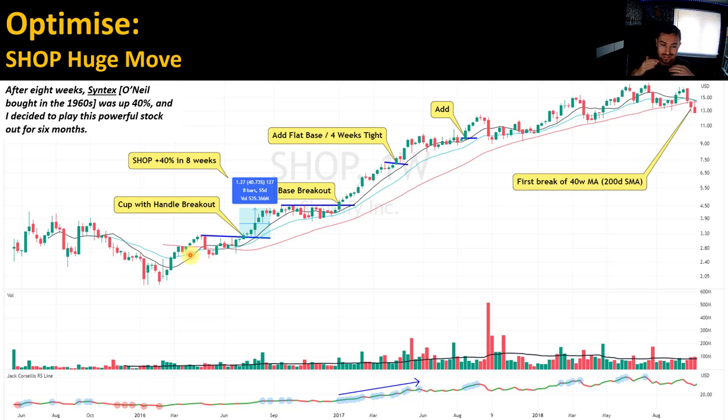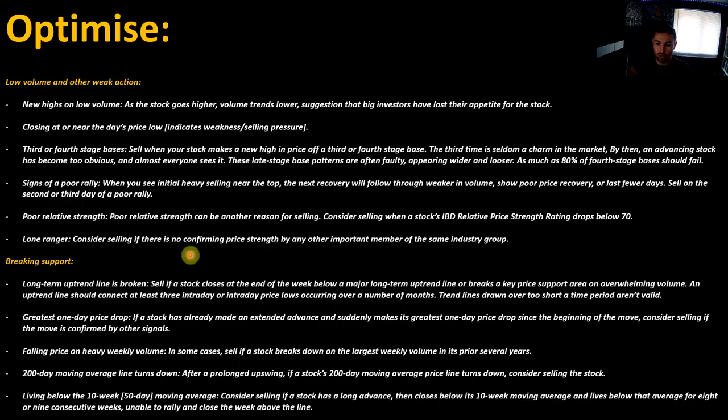But the point of trying to sit in the big winners and then sell them if they become extended and/or climactic and/or decisive breaks below key moving averages, I think is really, really important. So Optimise, I got two slides just to summarize the Optimise, then into O'Neil's mindset. So Optimise. Low volume and other weak action. So these are things to be looking out for to potentially sell.